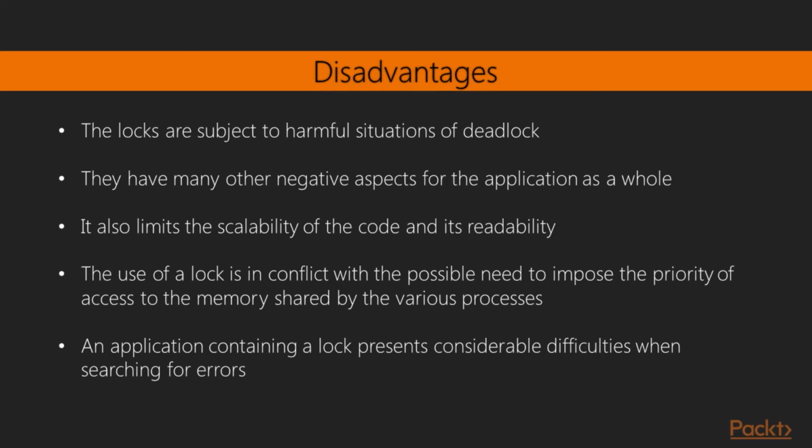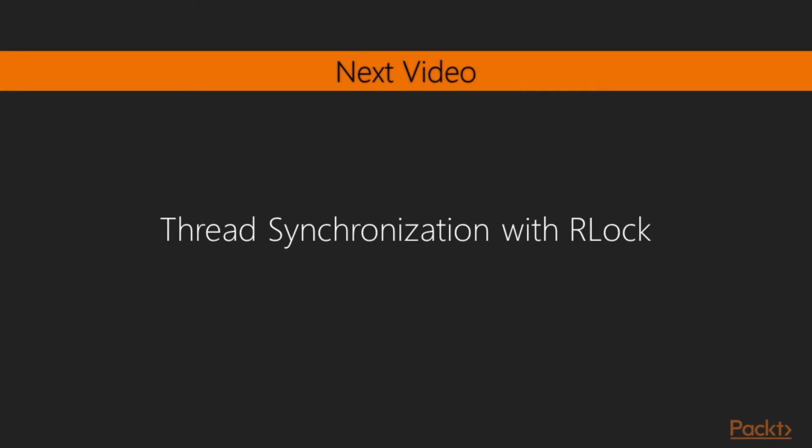Finally, from a practical point of view, an application containing a lock presents considerable difficulties when searching for errors or debugging. In conclusion, it would be appropriate to use alternative methods to ensure synchronized access to shared memory and avoid race conditions. So in this video, we saw thread synchronization with lock. In the next video, we'll go through thread synchronization with RLock.